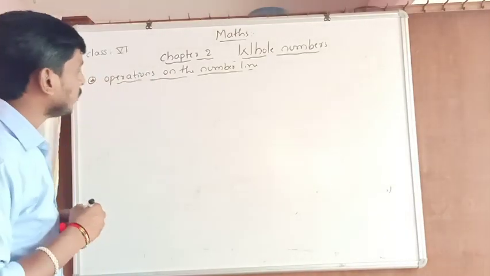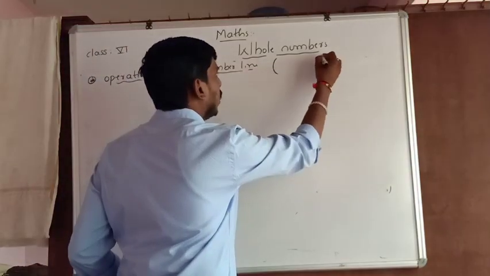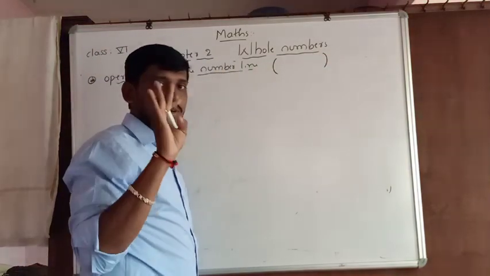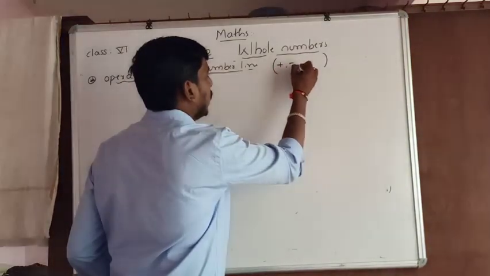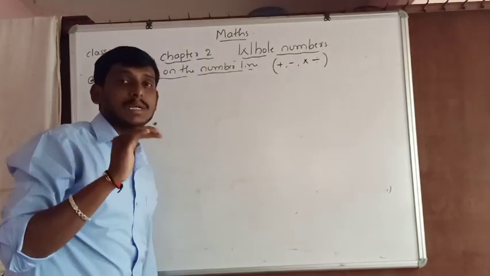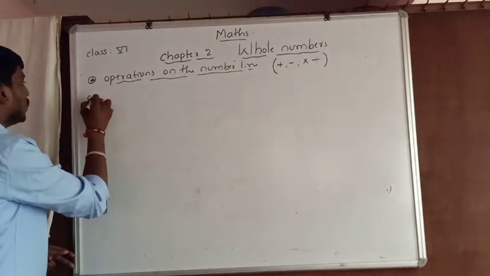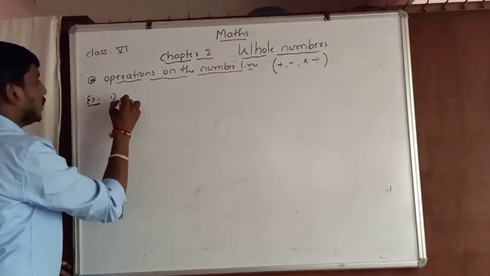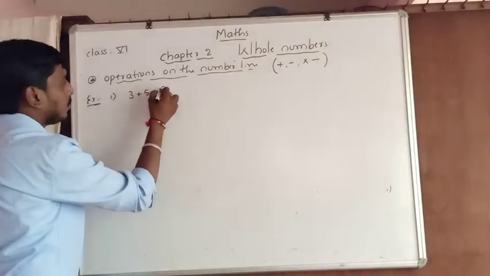What do you mean by operations on the number line? There are 4 basic mathematical operations: plus, minus, into, division. Let me take some examples. Example 1: 3 plus 5 equals how much? 3 plus 5 is 8.